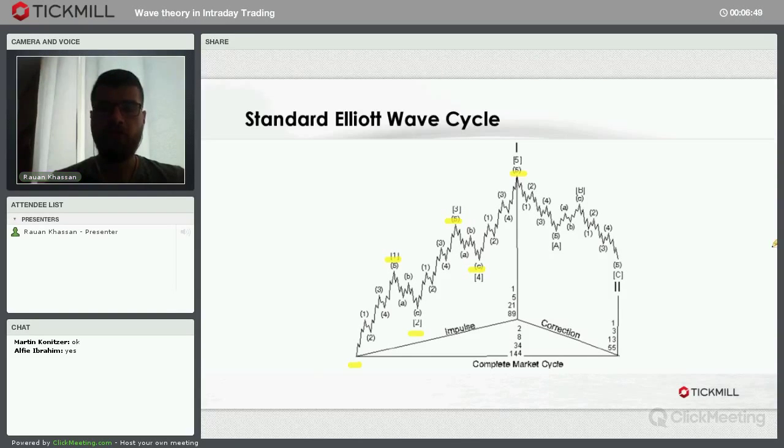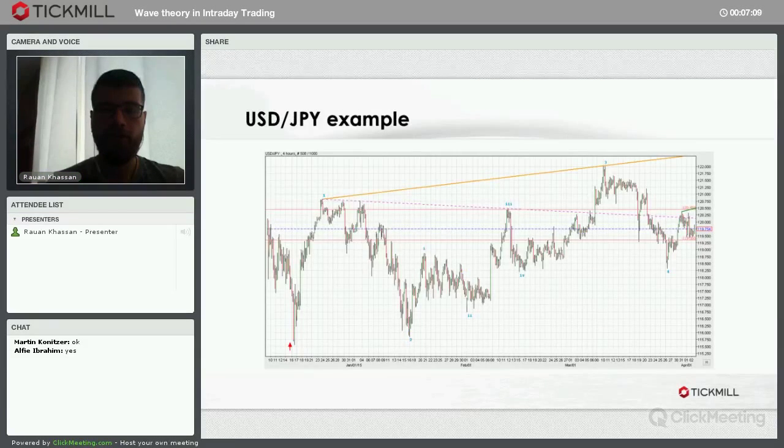In the majority of cases, the impulse trend or dominant trend consists of 5 pieces which are marked with numbers 1, 2, 3, 4, 5, and the correction trend consists of 3 parts which are marked with the letters A, B, C. Let's have a look at the exact chart.